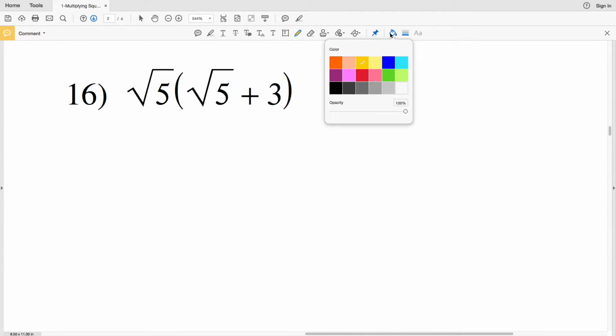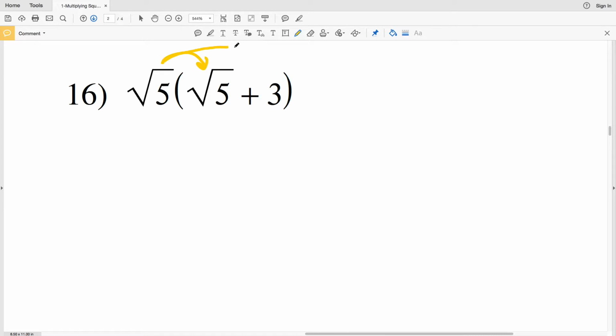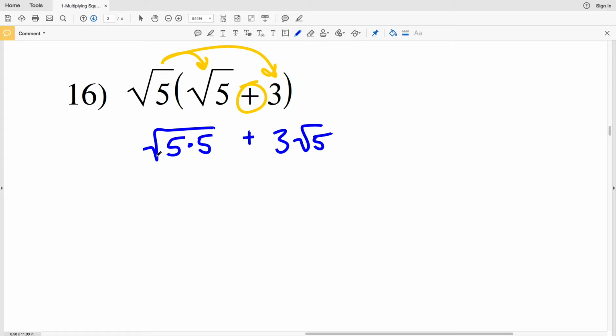In number 16, we're distributing the square root of 5. So we'll have the square root of 5 times the square root of 5, which is the square root of 5 times 5, and then we're adding the square root of 5 times 3, which is 3 times the square root of 5. The square root of 5 times 5 is the square root of 5 squared, plus 3 times the square root of 5. Square root of 5 squared is 5.